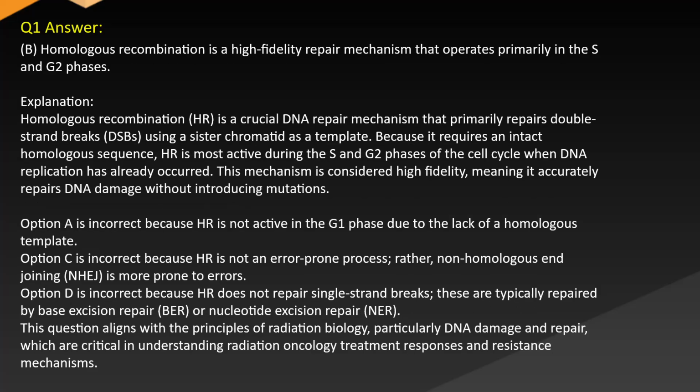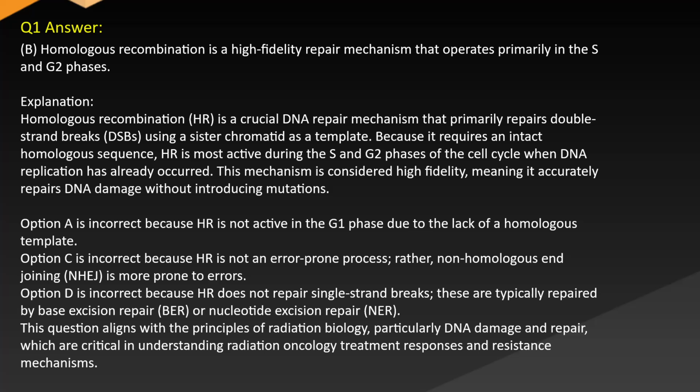Answer B. Homologous recombination is a high-fidelity repair mechanism that operates primarily in the S and G2 phases. Explanation: Homologous recombination (HR) is a crucial DNA repair mechanism that primarily repairs double-strand breaks (DSBs) using a sister chromatid as a template because it requires an intact homologous sequence. HR is most active during the S and G2 phases of the cell cycle when DNA replication has already occurred. This mechanism is considered high fidelity, meaning it accurately repairs DNA damage without introducing mutations.